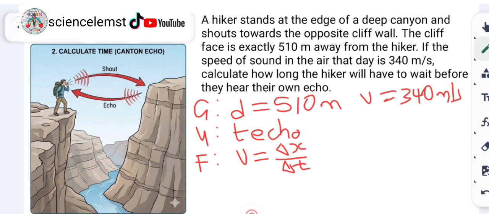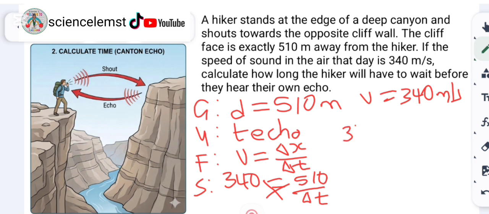So the substituting is going to be 340. So S is equal to what? 510 divided by what? Divide by delta T. I'm putting the information as it's given to me. I'm not complicating my life. Then I do what? I do cross multiplication. And I get what? 340 multiplied by delta T is equal to 510.